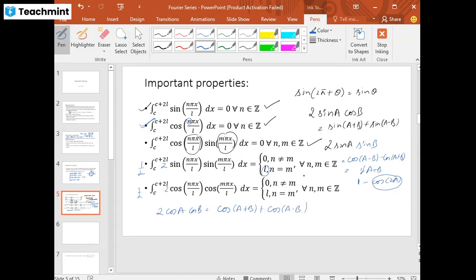So cos of A plus B plus cos of A minus B. When we take the sum m plus n, again an integer, its integral is 0. n minus m, again the integration is 0. And when n is equal to m, then cos 0 is 1. So in that case, the integral of 1 is the length of the interval divided by 2. So its value comes out to be L only, because the integral of cos 2a is 0, because cosine is a periodic function. Okay. So these are some of the important properties of integration which we use while deriving the formula for the Fourier coefficients.